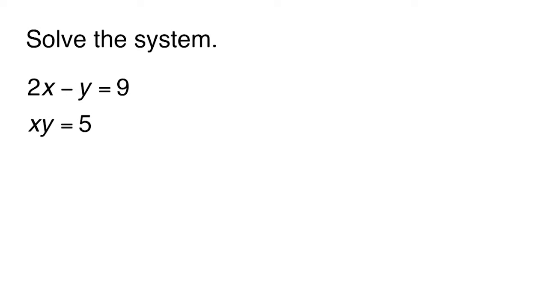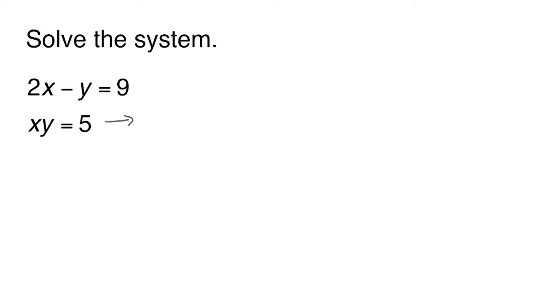Solve the system. 2x minus y is equal to 9, and x times y is equal to 5. The first equation is the equation of a line, and the second, xy equals 5, is the equation of a hyperbola. Visualizing this, we know that there will either be 0, 1, or 2 points of intersection. To solve, we'll use substitution.